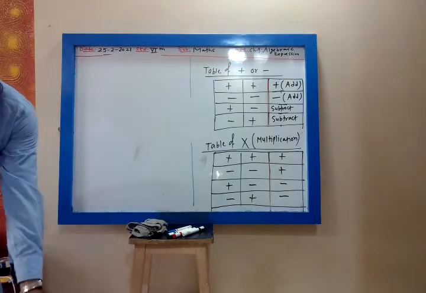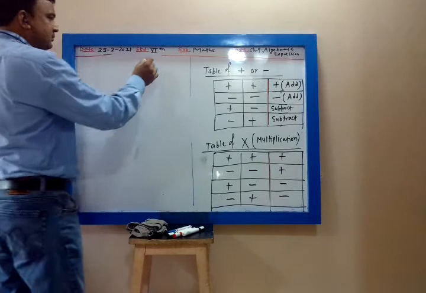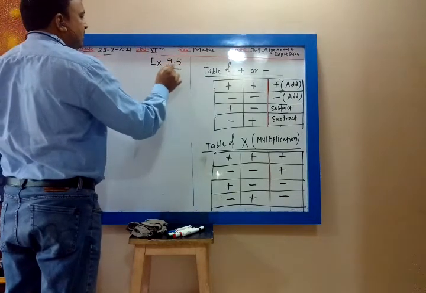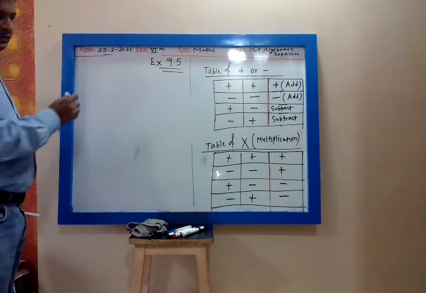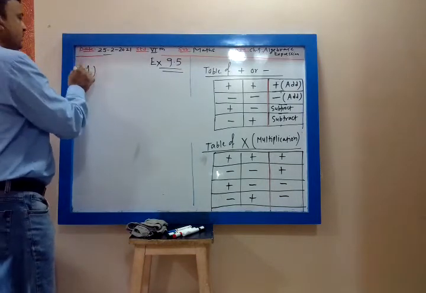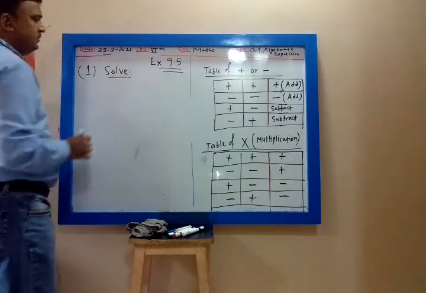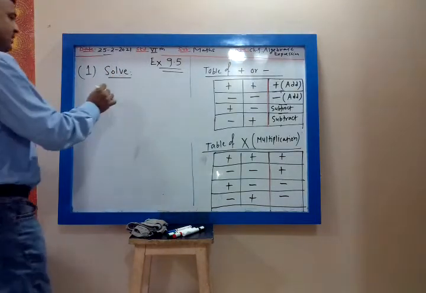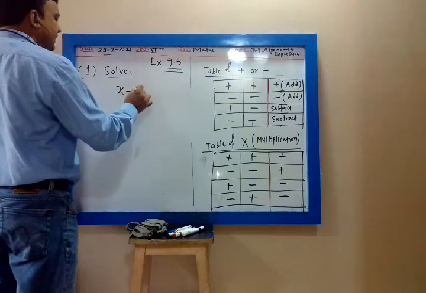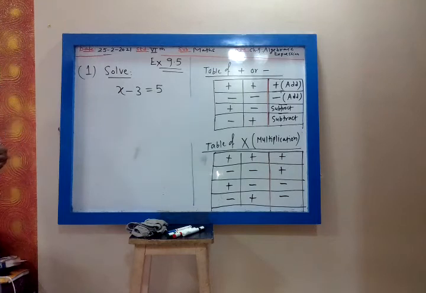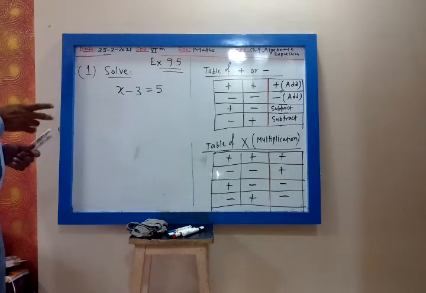So let us solve Exercise 9.5. First, write down this. Solve x minus 3 is equal to 5. So you have to find the value of x. Yes. Now x minus 3 is 5.